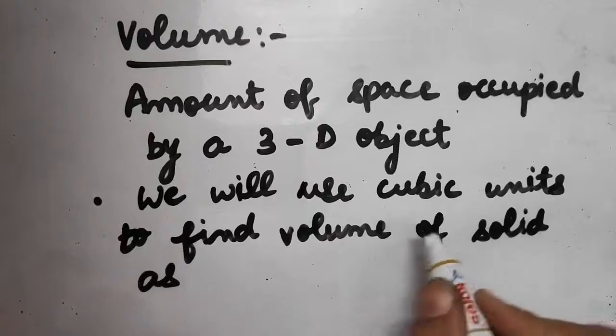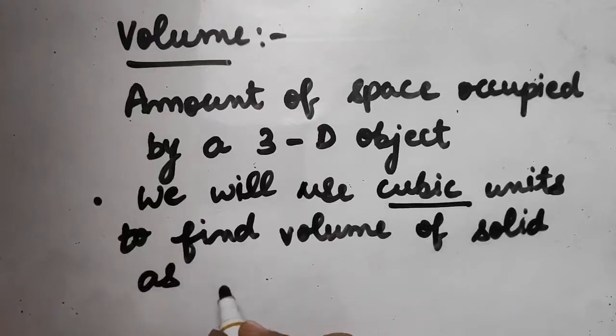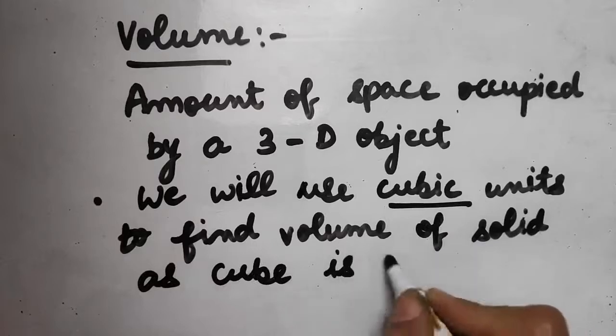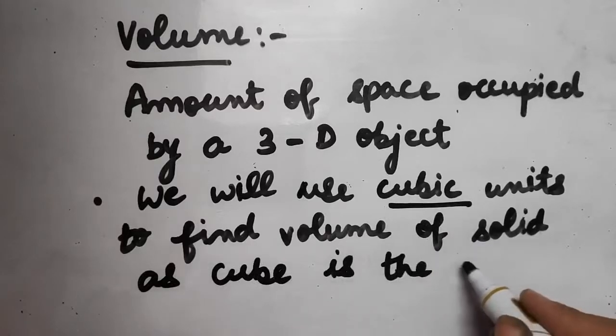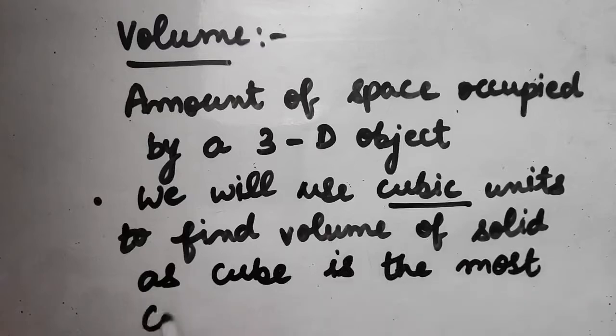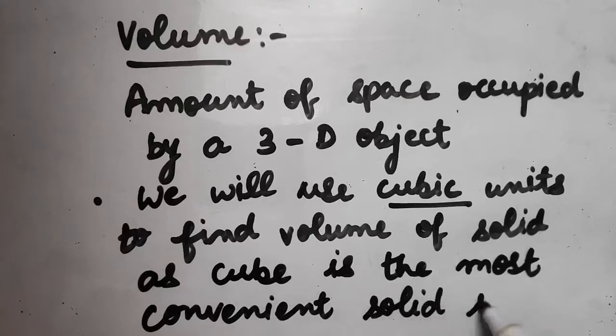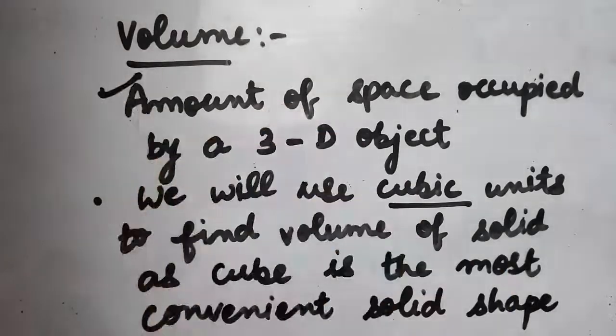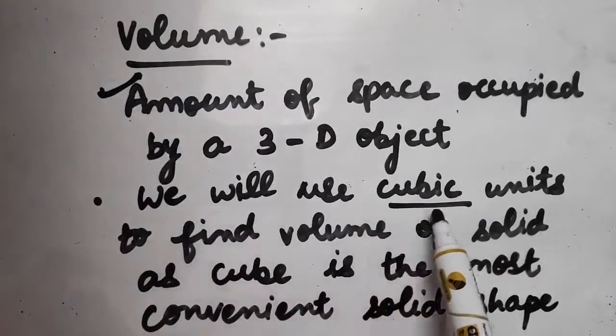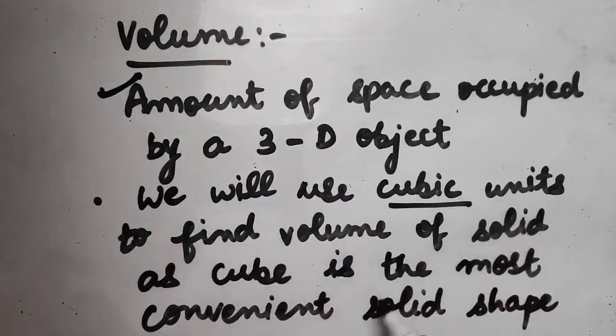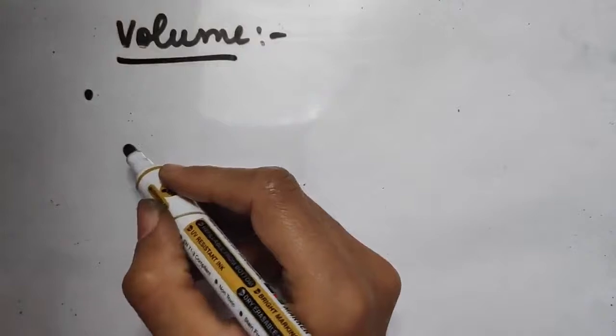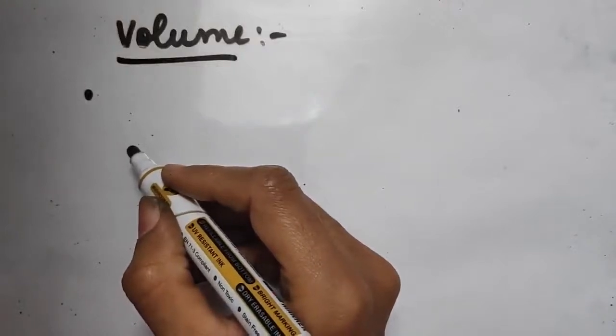Why are we using cubic units? As cube is the most convenient solid shape. So we have understood the definition of volume and we have come to know that we are supposed to use cubic units to find volume of solid, as cube is the most convenient solid shape. Another point to note regarding volume is: for finding the area, we divide the region into square units.